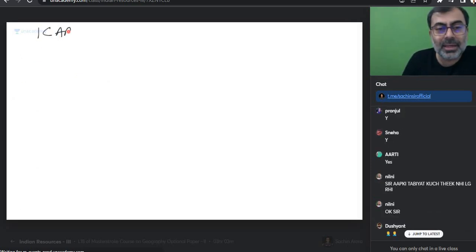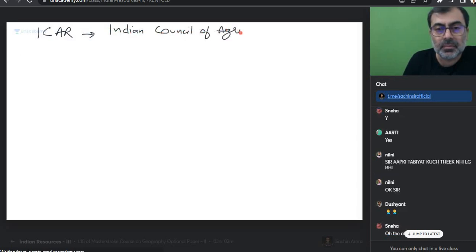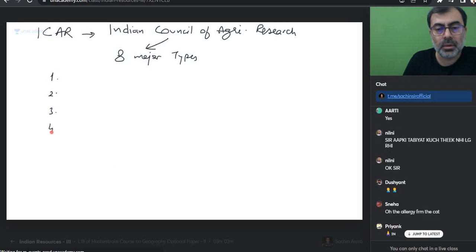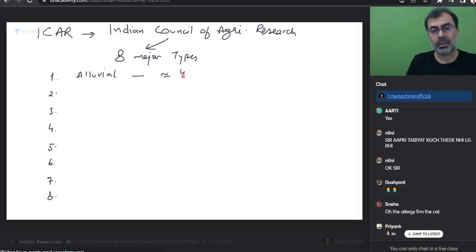Indian Council of Agriculture Research has classified Indian soils into 8 major types. Is that on 1, 2, 3, 4? First one is alluvial. Can I say around 45%? This is the largest category.